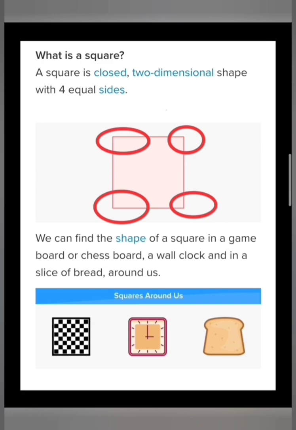So these are the 4 corners of a square. You can find the shape of a square in a game board or a chess board, like a carom board. A wall clock can be shaped like a square. A slice of bread are some of the examples which you can draw in the rough copy.